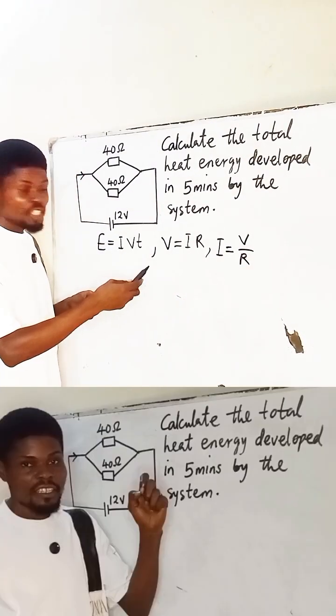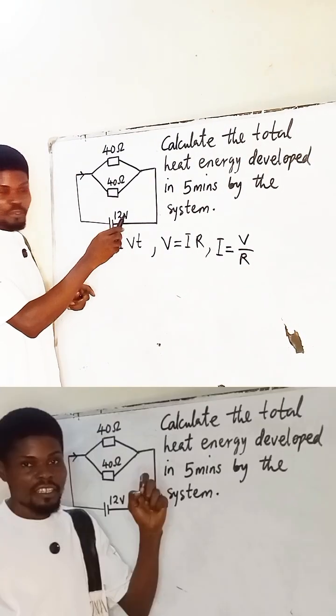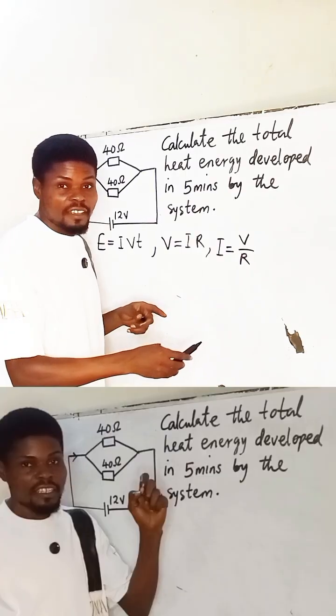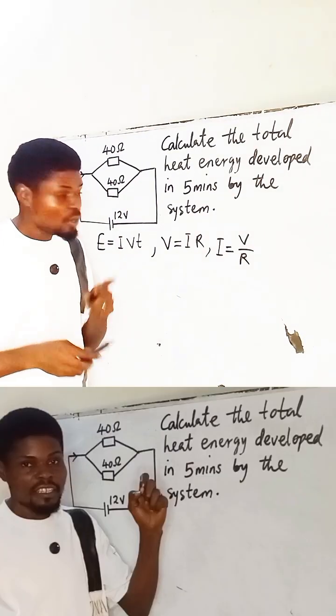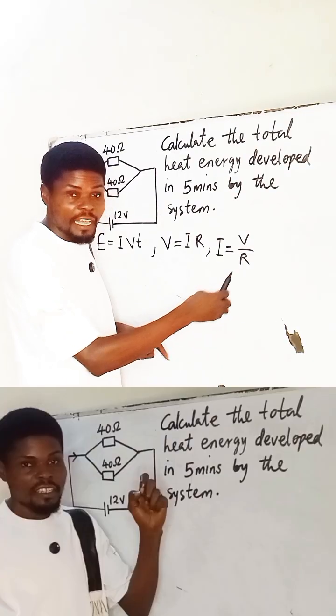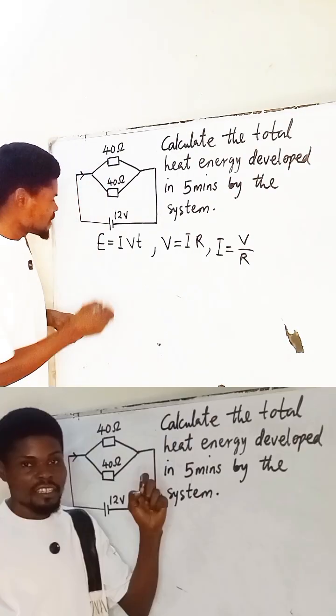Okay, do you know your voltage? Yes, you know your voltage, which is 12 volts. Then do you know your resistance? Well, you have two resistances here. So you are going to find the equivalent resistance, so you'll be able to use it in this particular formula. So how do you find your equivalent resistance?